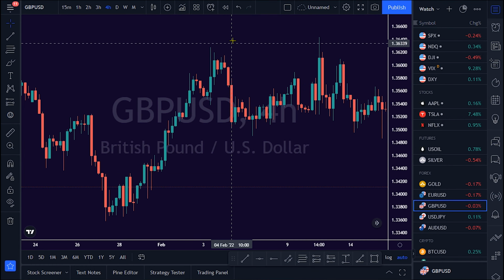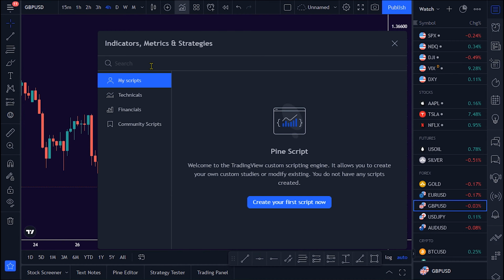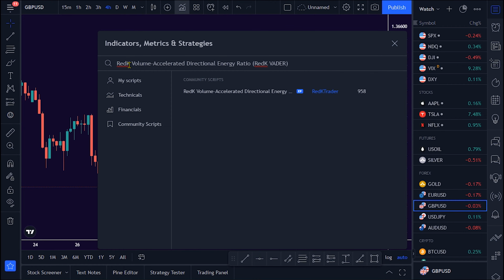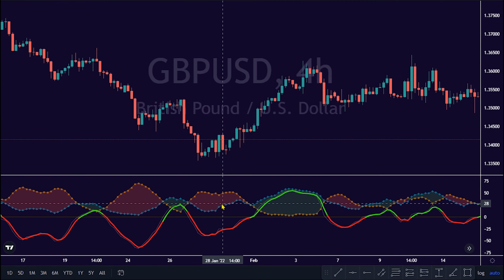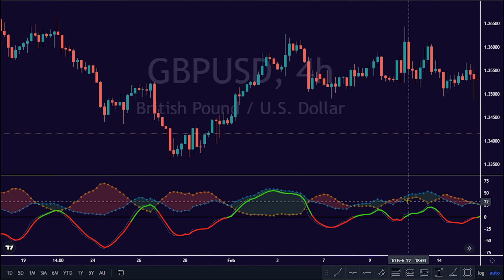To apply this indicator on the trading chart, search the keyword RedK Volume Accelerated Directional Energy Ratio, RedK Vader, on the TradingView indicator folder here, and select the RedK Volume Accelerated Directional Energy Ratio, RedK Vader, by RedK Trader. Here's the trading indicator at the bottom of our trading chart here.